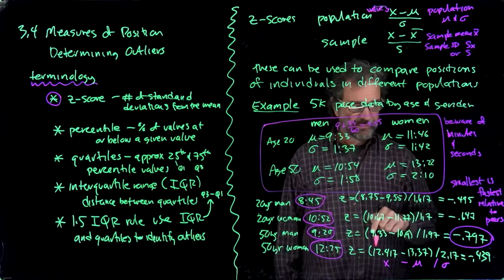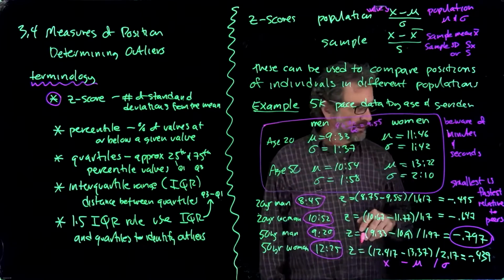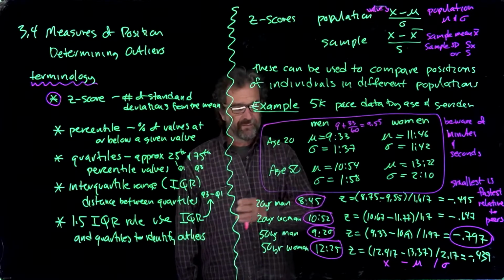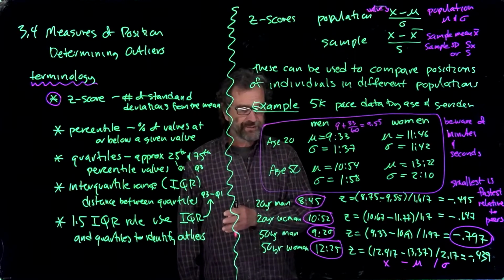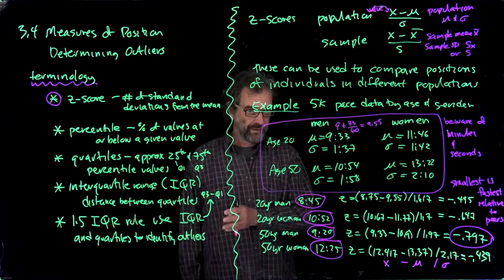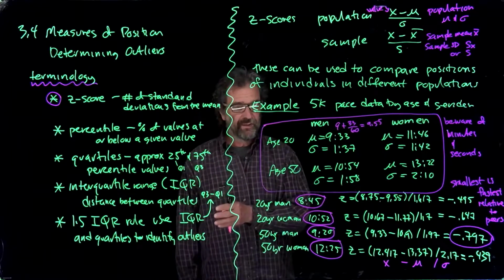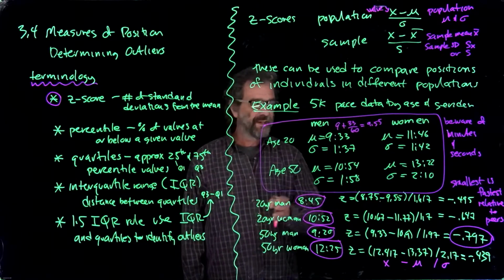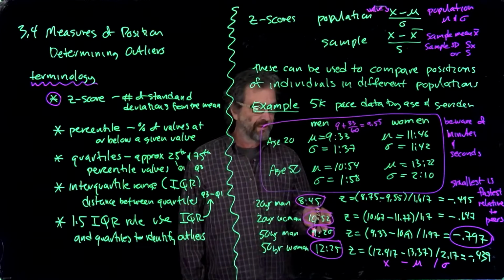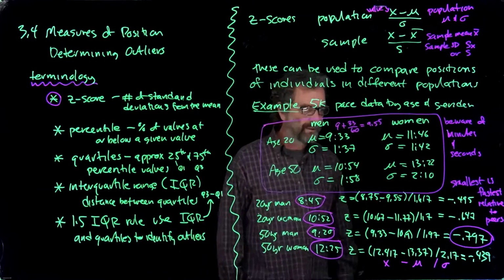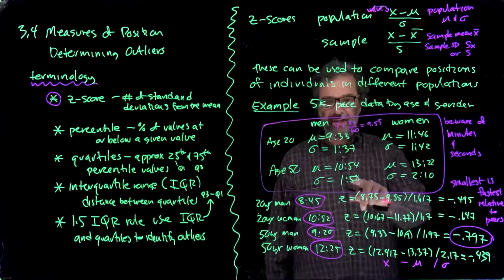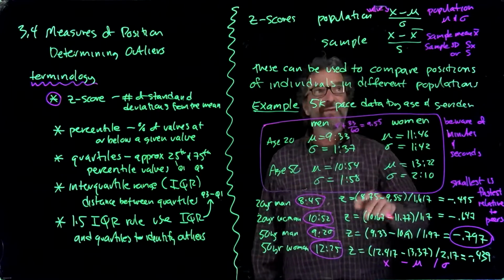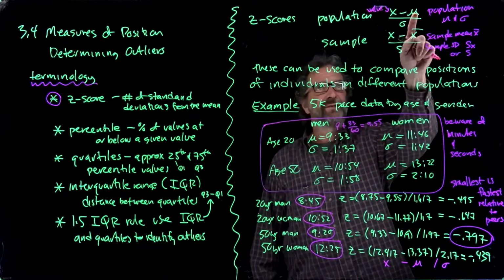Smallest is fastest, because a small number for your time per mile corresponds to a fast runner. So being below the mean in the minute per mile time means you're fast. Being above the mean in your minute per mile time means you're slow. So smallest is fastest relative to peers. So all these people are running faster than the mean. Running faster than the mean means that this number is smaller than that number, so you get negative z-scores.